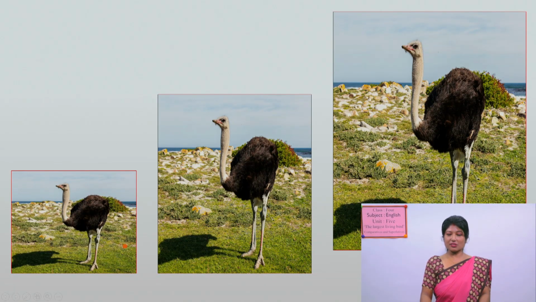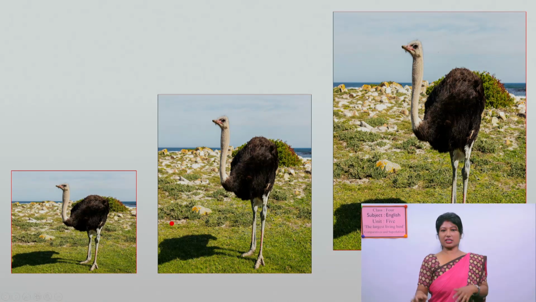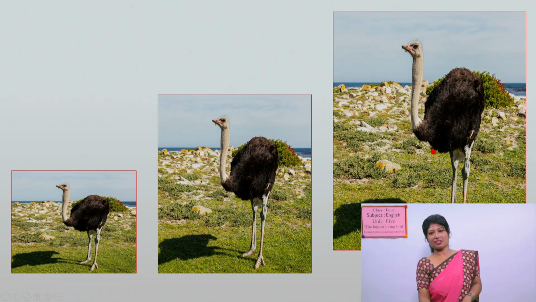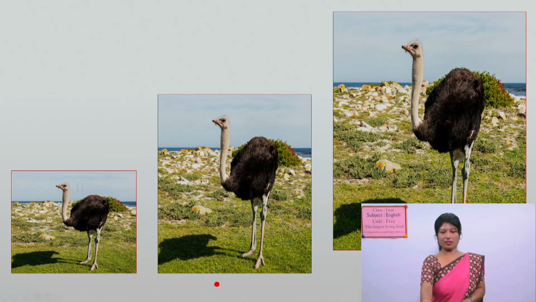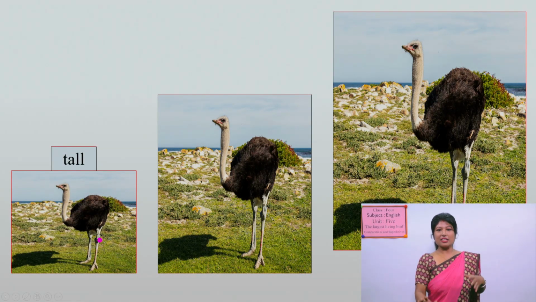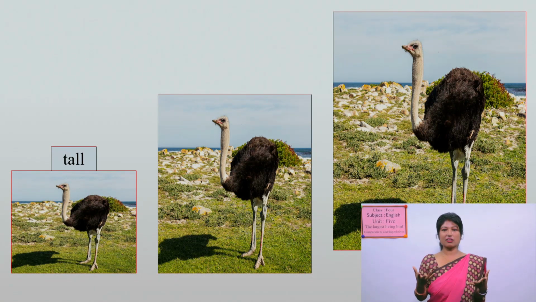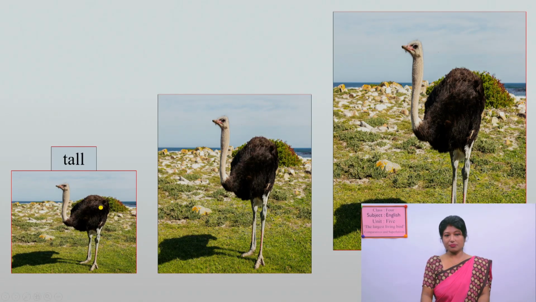Or if we call this one tall, then what do we say for taller than that? Taller. And then the tallest. Look at here, tall. So we have comparison. To decide what is bigger than what, there should be other things to compare. We need another thing to compare. So we have different size ostriches over here. So we are comparing. If we call this one tall, then what do we call the one bigger than this? What do we say?